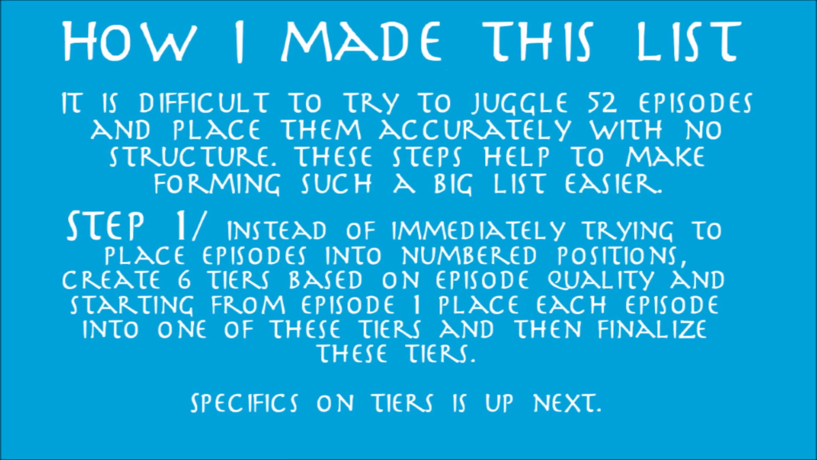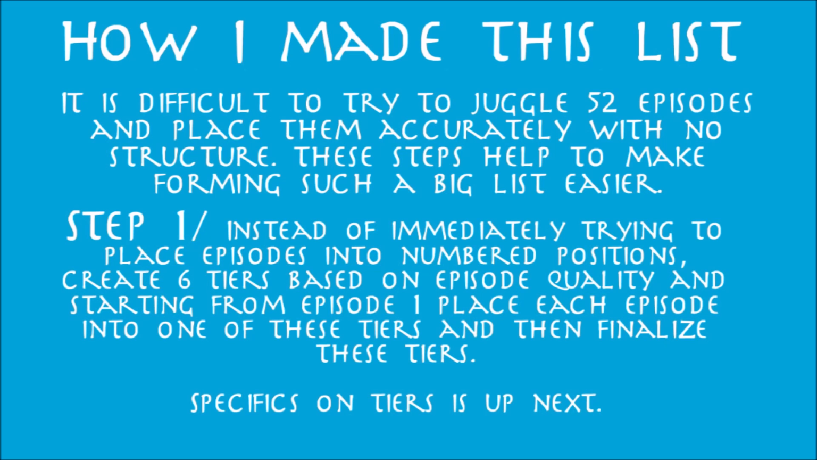So how do I make this list? Because the struggle, of course, is you're trying to juggle 52 episodes, accurately place them, and you have no structure if you just look at a list of the 52 episodes of Korra. How do you go about ordering them? Because if you just start from Welcome to Republic City and say, oh, it's roughly in the middle somewhere, you're going to end up with this absolute mess of a list because there's no structure to it.